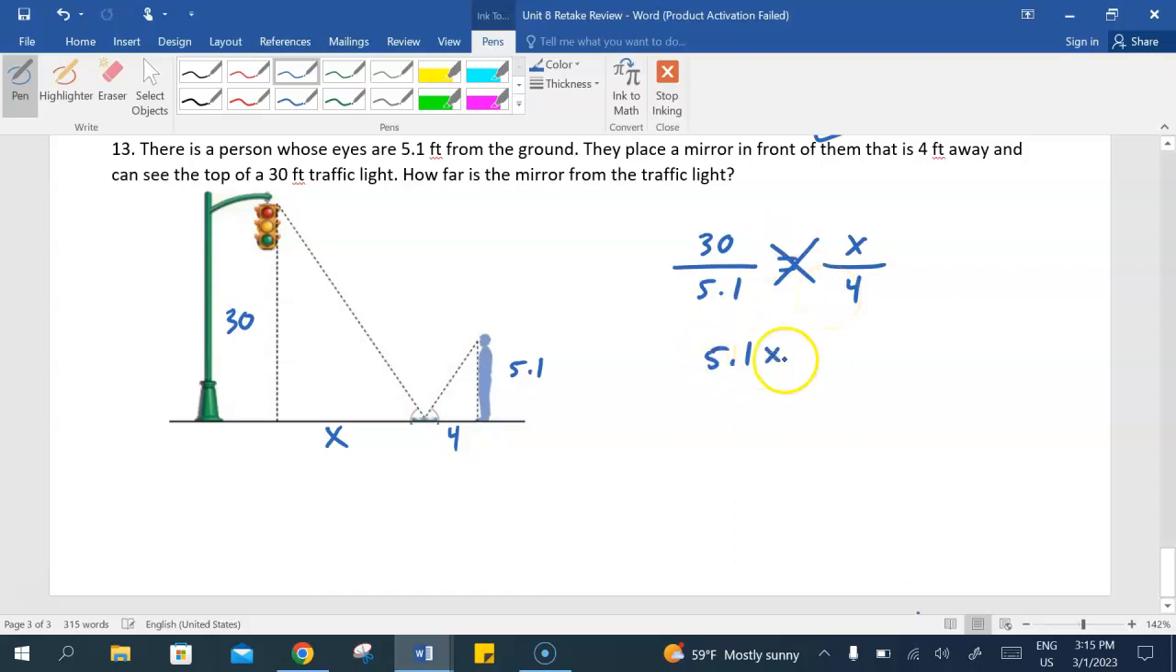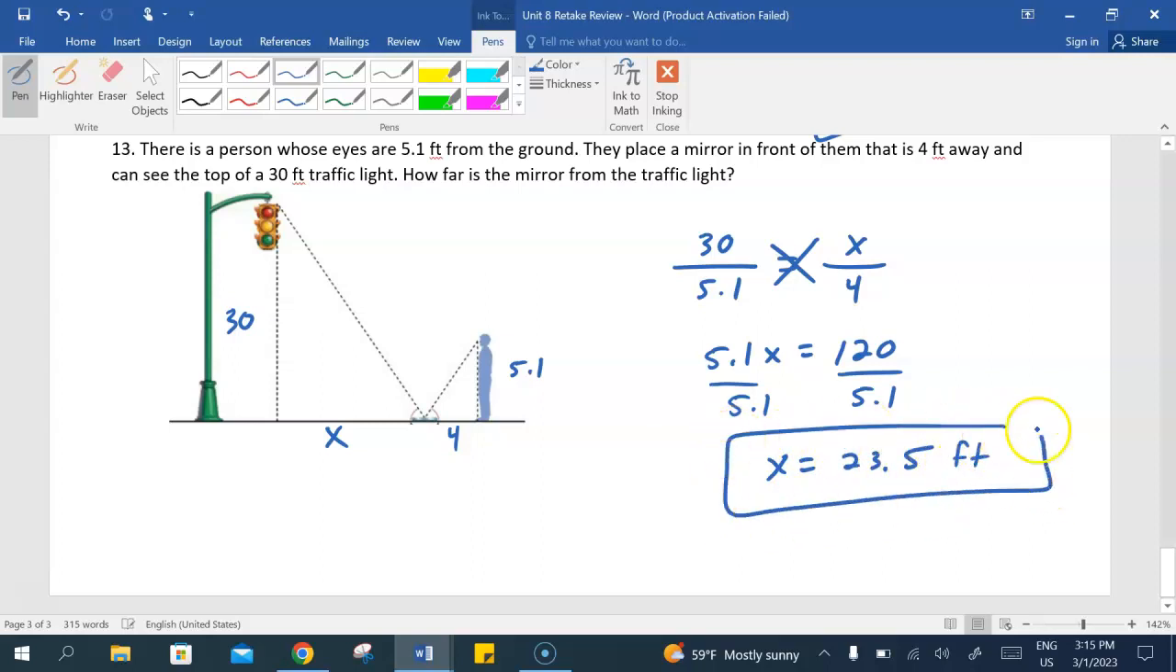So 5.1x is equal to 120. Divide both sides by 5.1. So x is equal to 23.5 feet. That's it. Okay, so the overlapping ones for this target are probably the tougher ones.